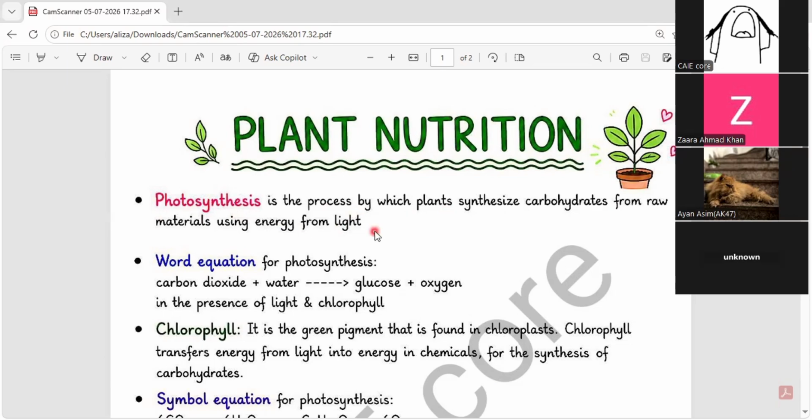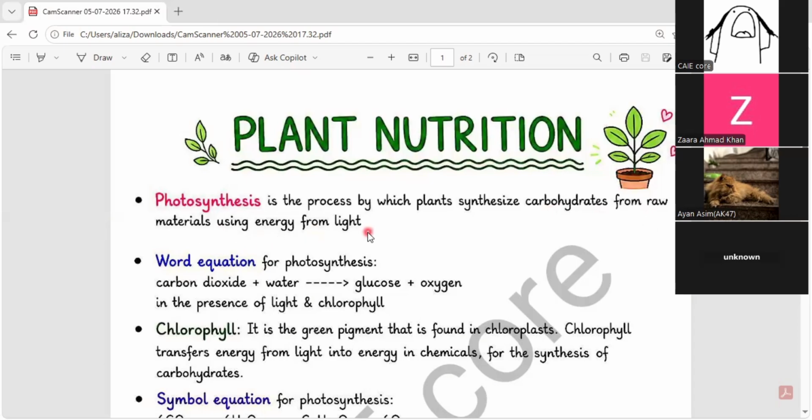What this definition is saying is that plants basically synthesize, which means they make, carbohydrates. Carbohydrates are their food, like glucose, sucrose, starch. These are all carbohydrates. Plants make these carbohydrates from raw materials. Raw materials are what is needed to make them, like the reactants. So plants synthesize carbohydrates from raw materials using energy from light.